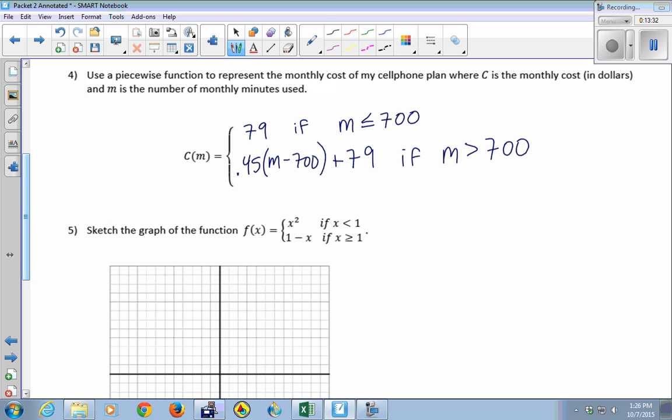So what do you think? Seem okay? So the notation takes a little bit of practice. Remember, you put C of M equals a big curly bracket to open. Then you list your formulas and when they apply. And there is no close curly bracket. So that's something that kind of throws a lot of people. There's no close curly bracket.